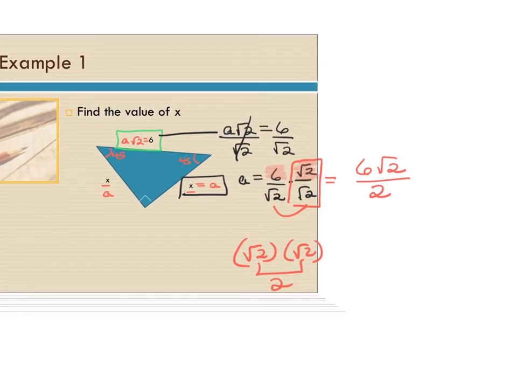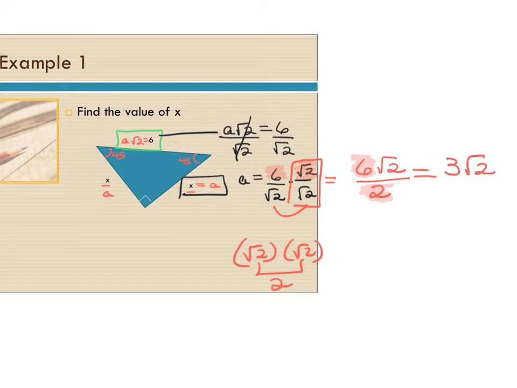Now that I've gotten rid of the radical in the denominator, I can still simplify this fraction. I can simplify an outside number with something that's not under a radical. So 6 divided by 2 is 3. So the answer for x equals both of these sides, it's what a equals. So both sides are 3 square root 2.